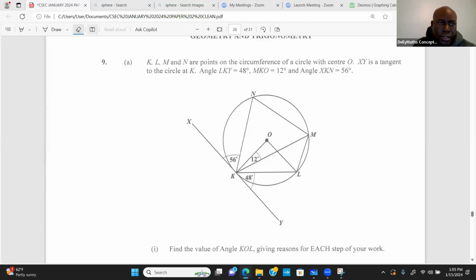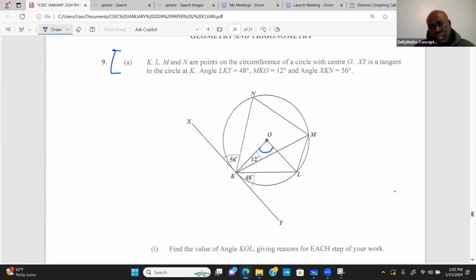All right, so let us quickly read this information. It's giving us the information for here. So what we're going to do basically is to see what they want. The first question wants us to find the value of the angle KOL. KOL is actually this angle right here.